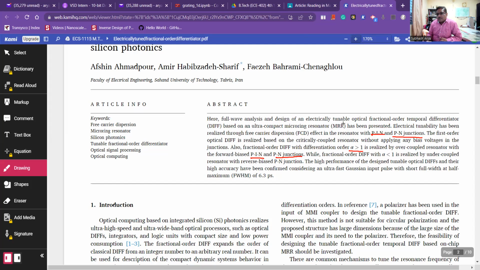The high performance of the designed tunable optical DIFFs and their high accuracy have been confirmed considering an ultra-fast Gaussian input pulse with a short full width at half maximum of 6.3 picoseconds.